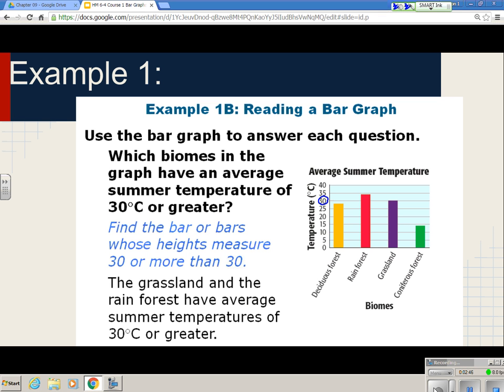So if I have the bar on a piece of paper that I can write on, or I have it in my notebook already, wink, wink, I just draw a bar kind of straight across. And whatever's touching that line or above it would be your answer. So which two have an average temperature of 30 or higher? That'd be rainforests and grasslands. So again, our graph helps us to organize our data. That's what this whole unit's been about.